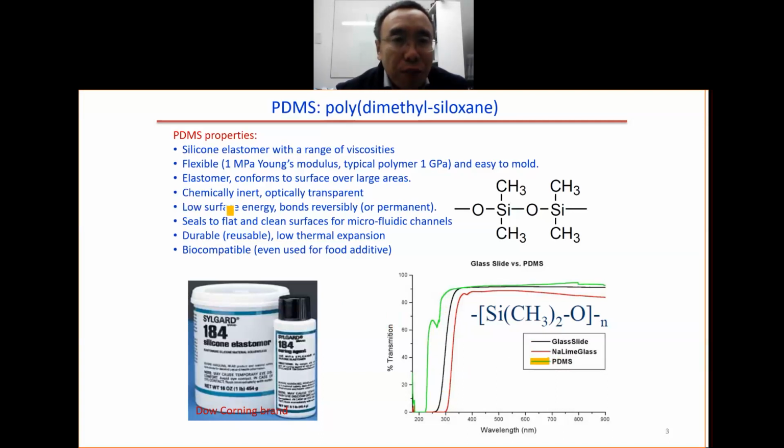It has low surface energy because the methyl group, this hydrocarbon, is not polar. This gives you the low surface energy. It can be bonded to flat and clean surfaces for microfluidic applications. The bonding can be permanent or reversible. Reversible bonding means temporary bonding, so it's bonded but you can detach it by force. It is durable, reusable, and has low surface energy. It is biocompatible.